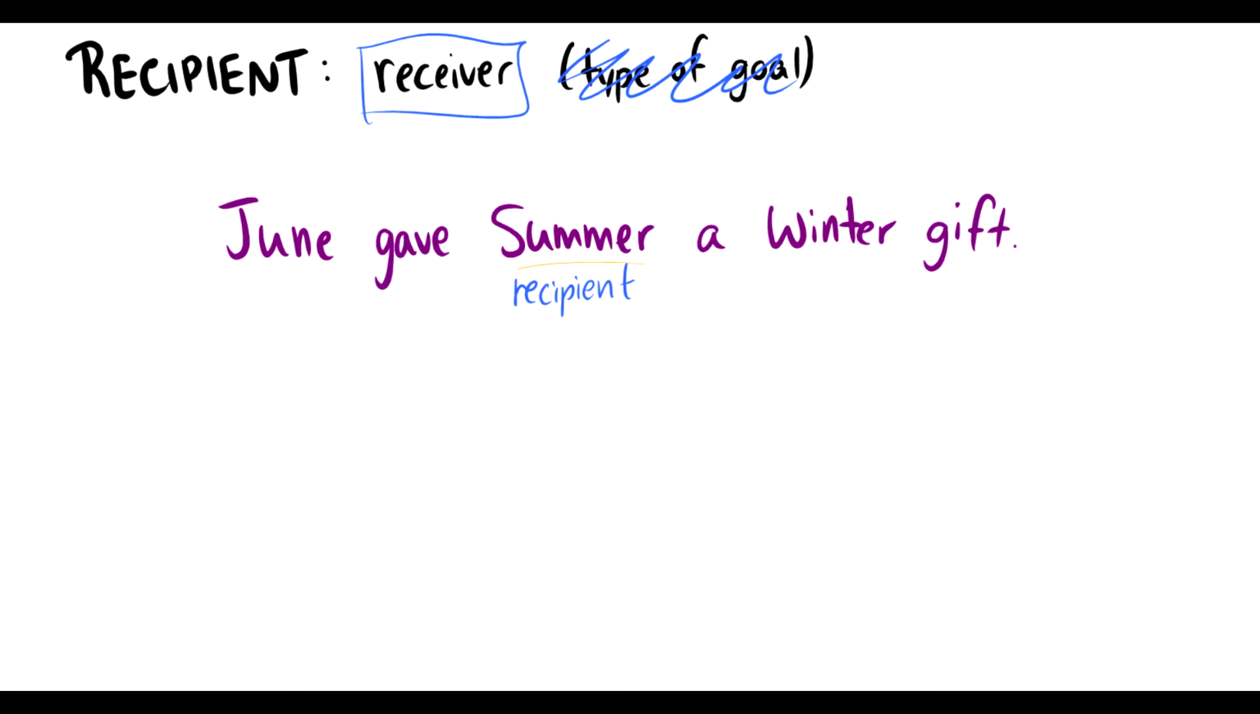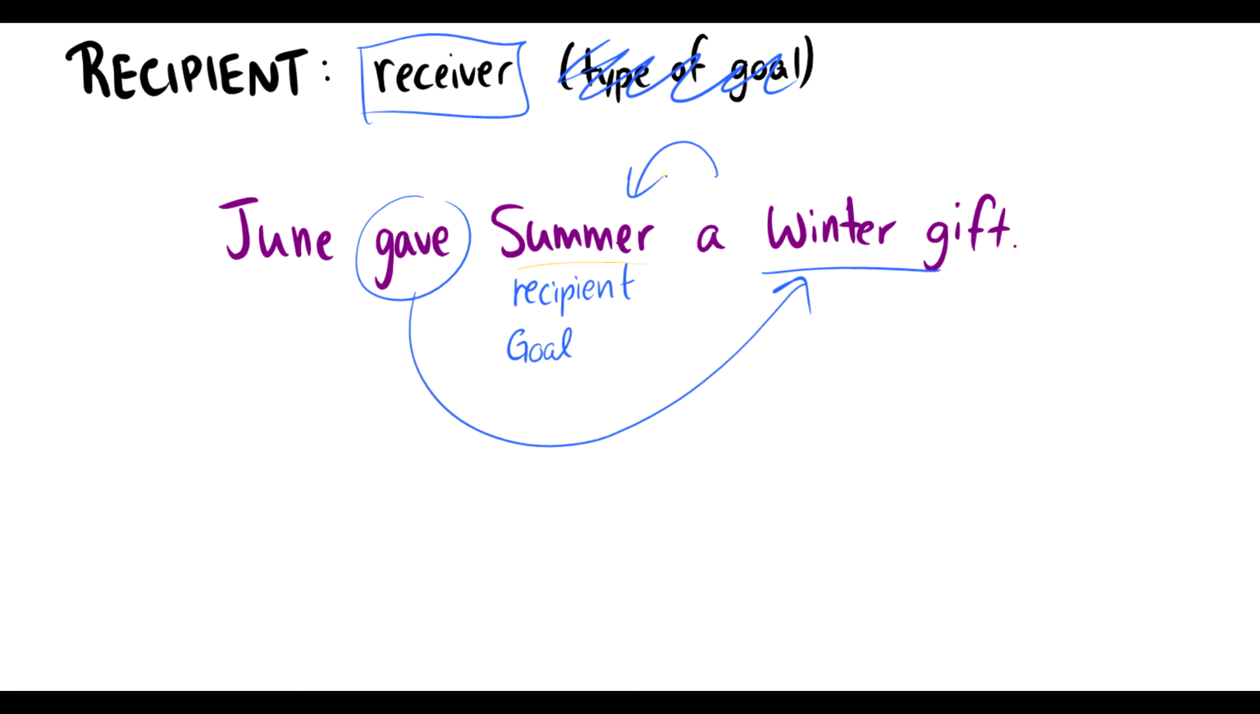Now, this is also the goal of a sentence. So, this is a noun that has 2 theta roles because you're giving a winter gift to Summer. So Summer is the recipient of the gift, and it is also the goal of the verb gave. Okay, maybe a little bit confusing at first to think, hold on a second, how can it be a recipient and a goal? But Summer is receiving an object, and Summer is the destination for that object. Therefore, Summer is the recipient and the goal of this verb gave.